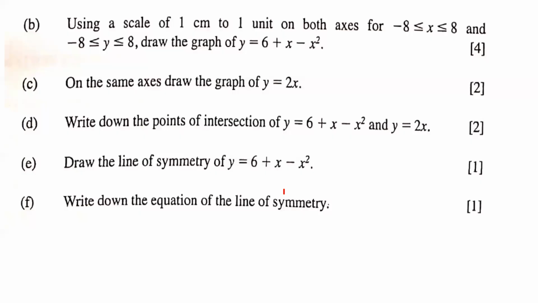And so we have already drawn a line of symmetry, and they say write down the equation of the line of symmetry. The equation for the line of symmetry is x is equal to 0.5. And so that brings us to the end of this paper.